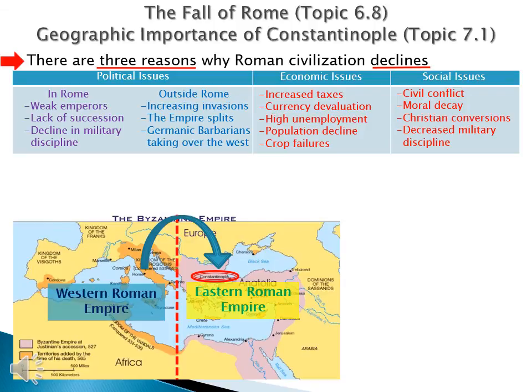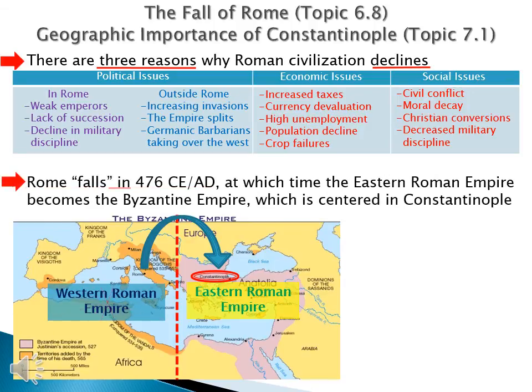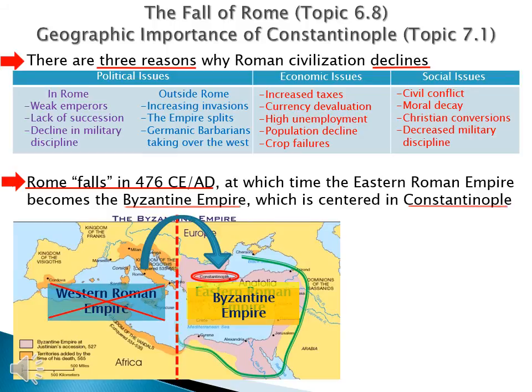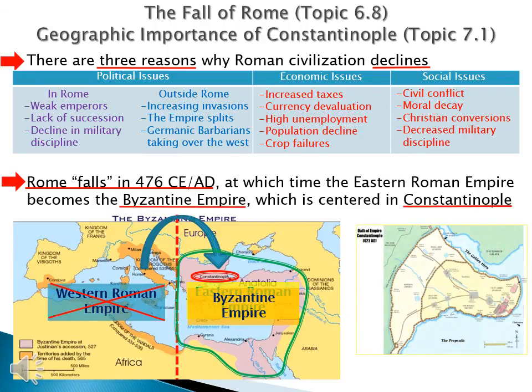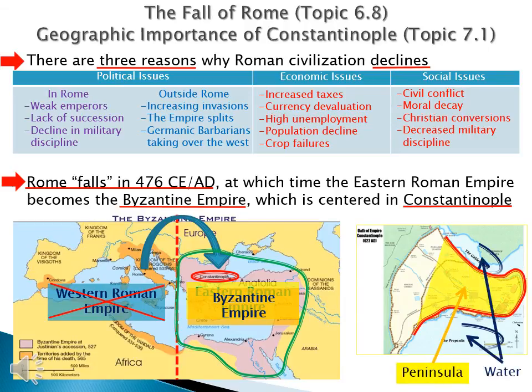Because of all of this, Western Rome falls in 476 CE, at which time the Eastern Roman Empire becomes the Byzantine Empire, which is centered in Constantinople. And as you learned, Constantinople is a peninsula surrounded by water and protected on its land side by hills. Go to the next slide.